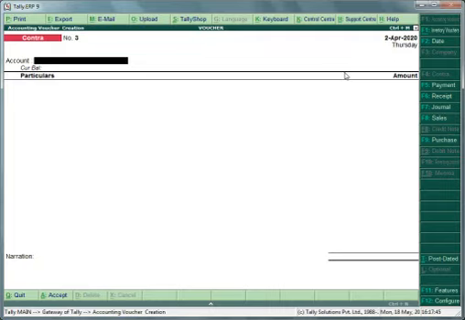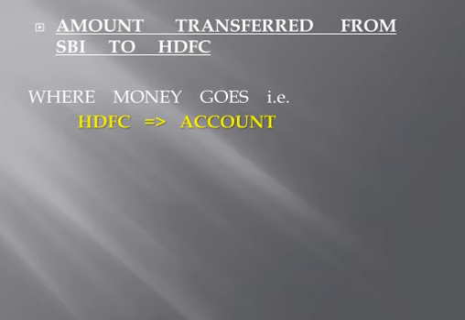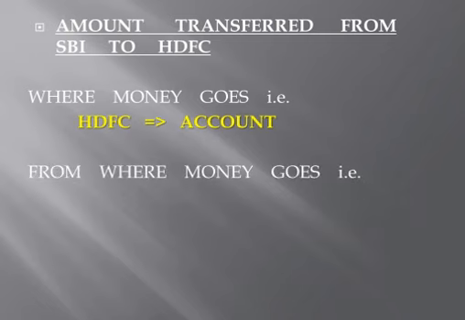Now we put another simple example. Suppose amount transferred from SBI Bank to HDFC. So where does money go? To the HDFC Bank. So HDFC in the account. From where does the money come? From SBI. So in the particulars column we put SBI.